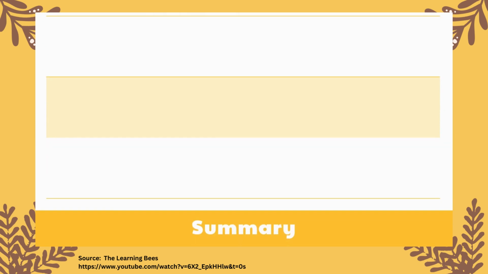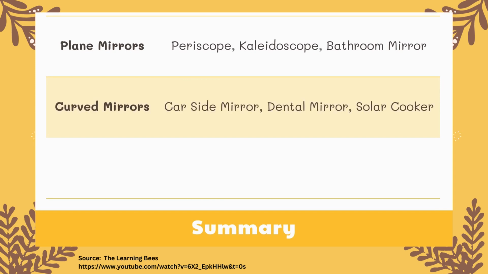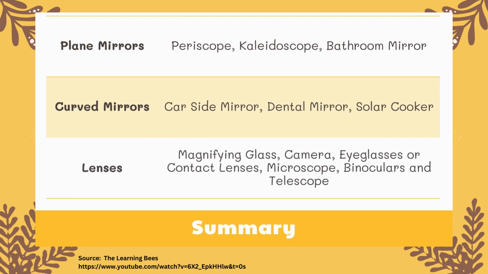Here's a quick recap. Plane mirrors are used in periscopes, kaleidoscopes, and most commonly in bathroom mirrors. Curved mirrors, on the other hand, are used in car side mirrors, dental mirrors, and solar cookers. Lastly, lenses are found in magnifying glasses, cameras, eyeglasses, contact lenses, microscopes, binoculars, and telescopes.